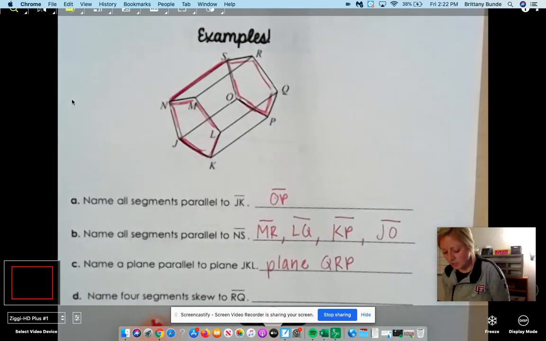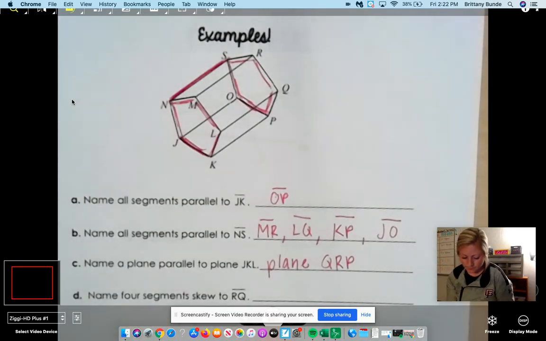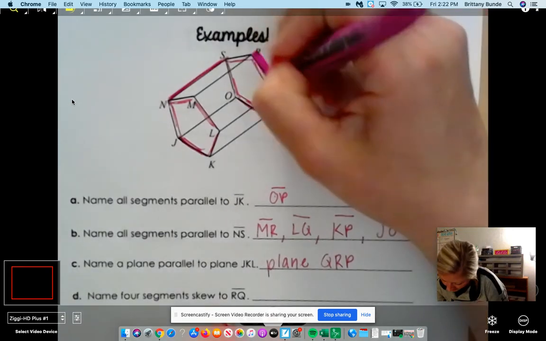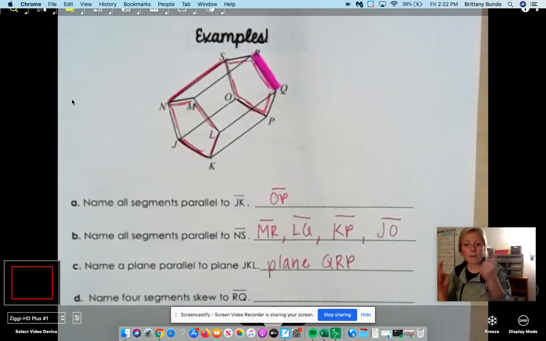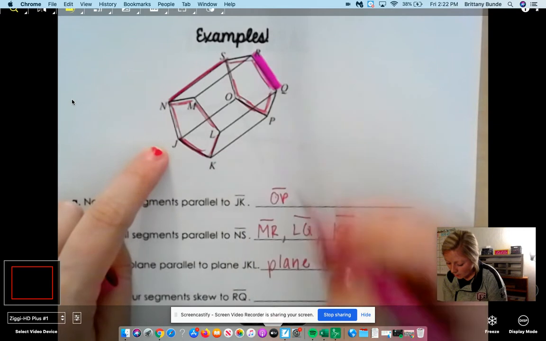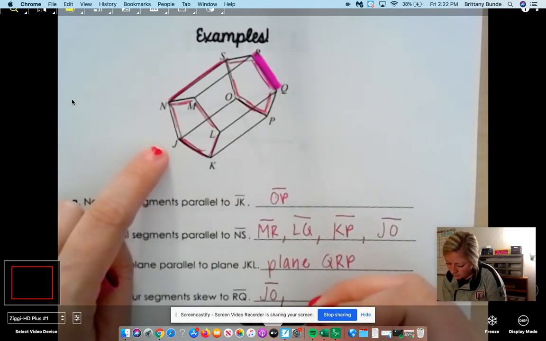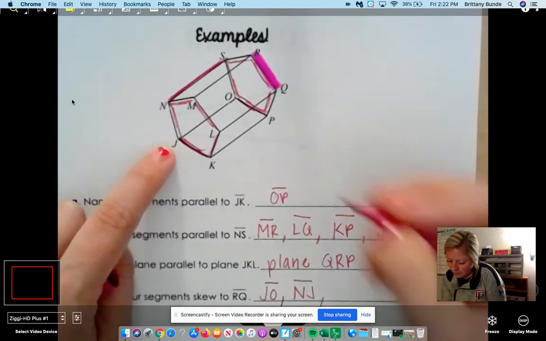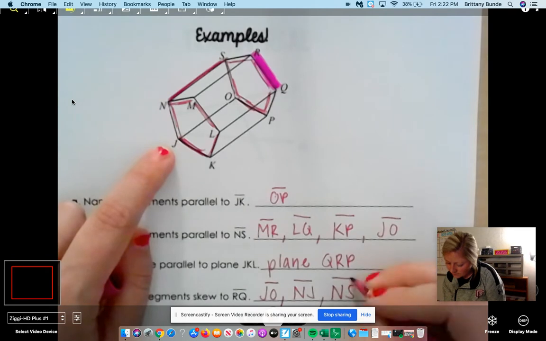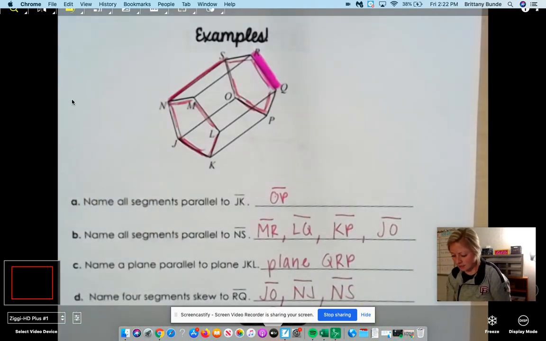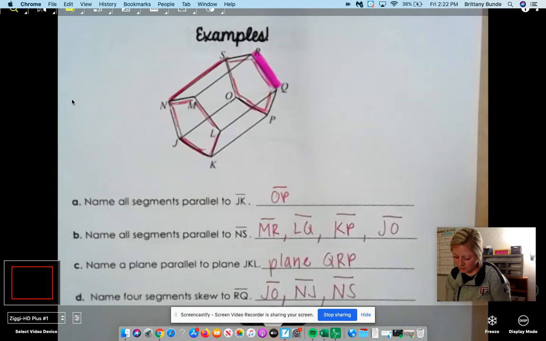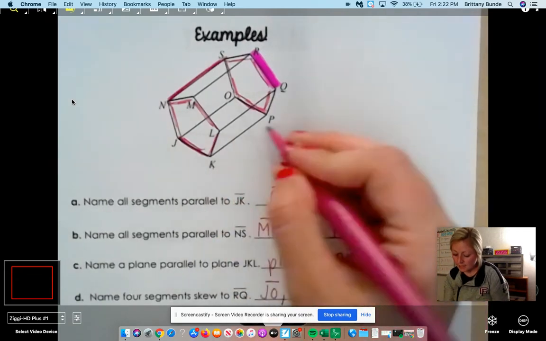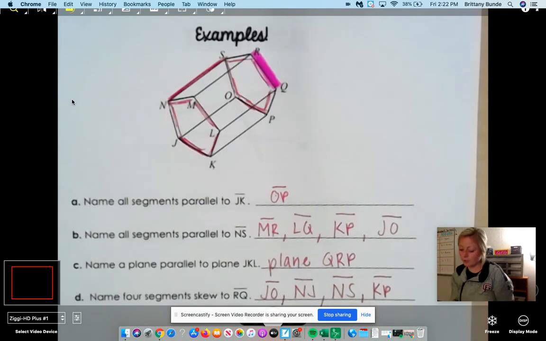Name 4 segments skew to RQ. RQ is this one right here. So remember, not on the same plane and do not touch. So we could do JO. We could do NJ. NS. What's another one? QP, or QP, I'm so sorry. KP. Again, there are more than 4, but those are just 4 that I chose offhand.